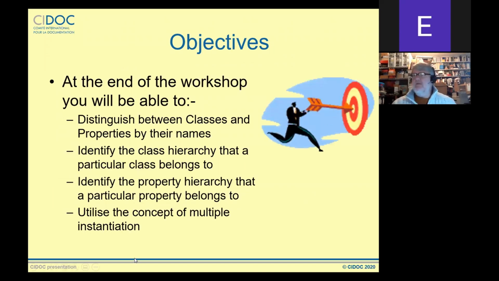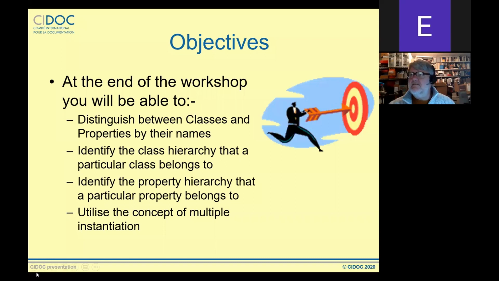So what I want you to be able to do at the end of this workshop is distinguish between classes and properties just by looking at their name. Identify the class hierarchy that a particular class belongs to, or the part of the property hierarchy that a particular property belongs to, so you can understand the structural elements of the standard. And then I want you to be able to utilize the concept of multiple instantiation. If you don't know what that is yet, you will by the end of this couple of hours, and you'll be able to deploy it as part of the way you design systems and utilize the CRM in your own work.